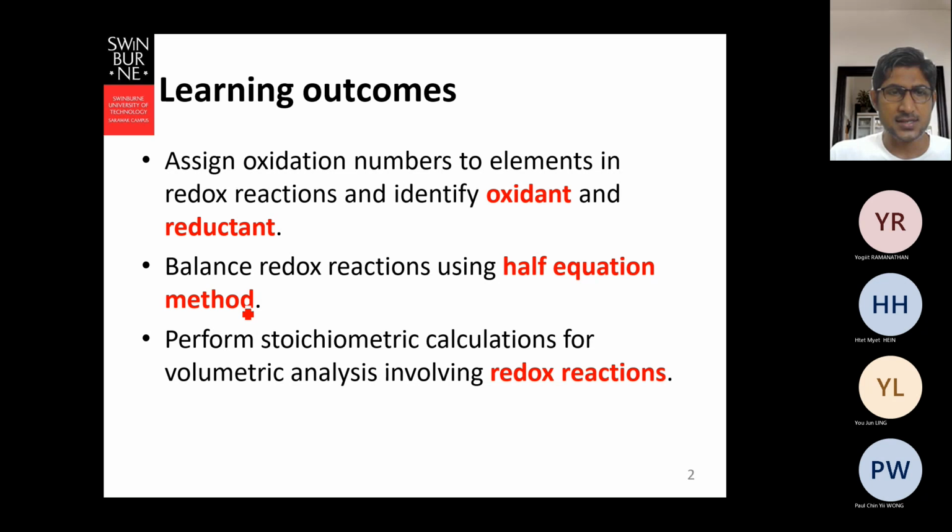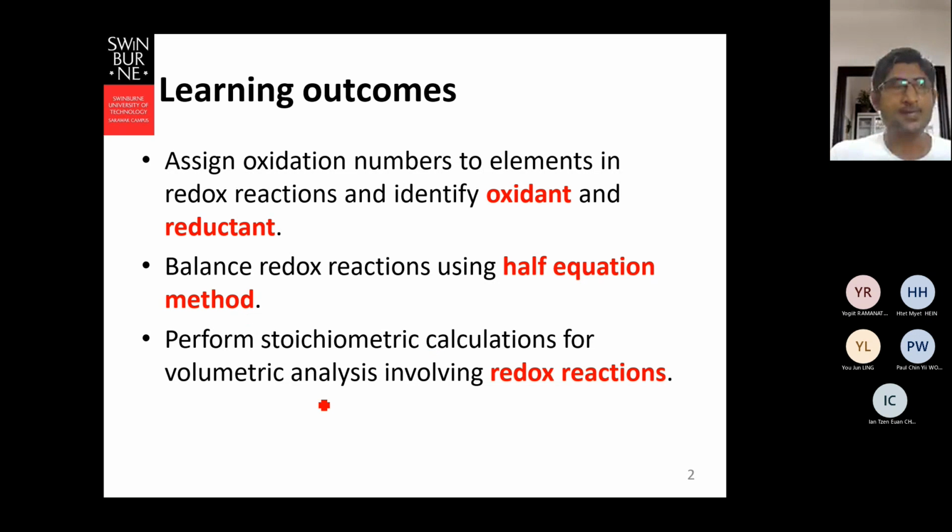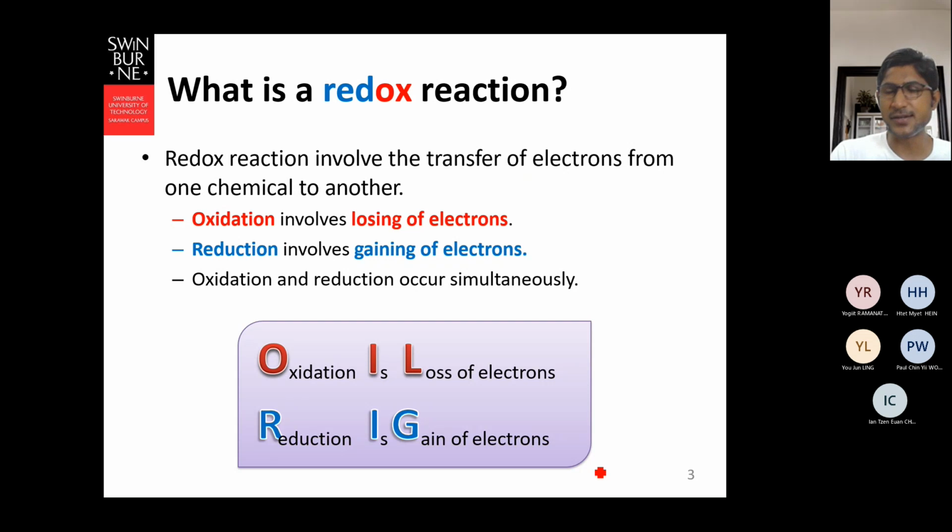And balance the half reaction. Then we will balance two half reactions and make a full reaction. Later on, we'll see stoichiometry calculation by this redox reaction. Through the stoichiometry calculation, we can find out the full reaction. We can actually do the numerical analysis through this redox reaction, just like the other non-redox reactions. This is another aspect we will be learning. So what is a redox reaction?